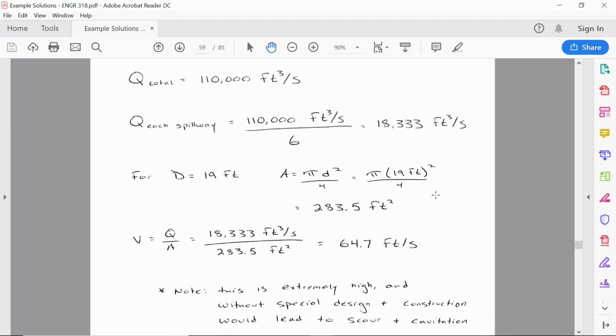Bernoulli's equation, just to revisit this important idea. Here's Bernoulli's equation, and we've got a reservoir, and the water is going into a pipe, and then it's discharging into a stream. So here's that river. What we just calculated is that the water velocity through that pipe is 64.7 feet per second.